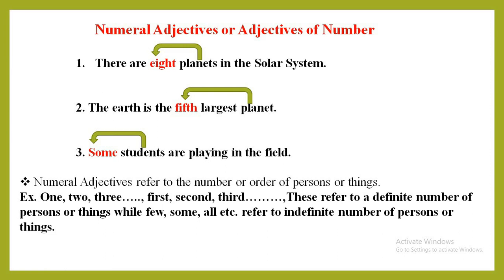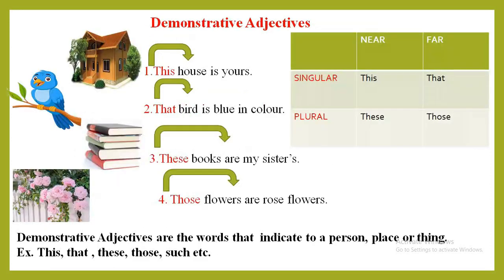Example: 1, 2, 3, and so on denote numbers. First, second, third, and so on denote order, while few, some, all, etc. denote an indefinite number of persons or things.